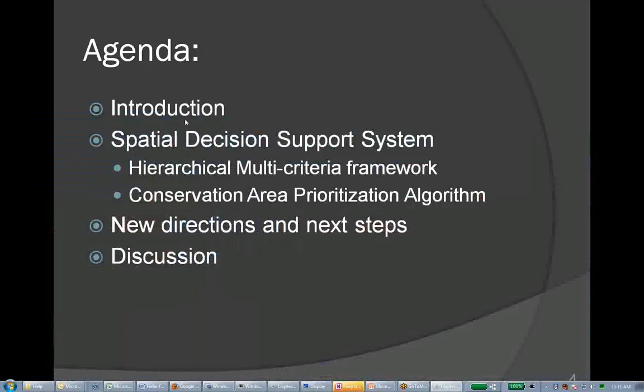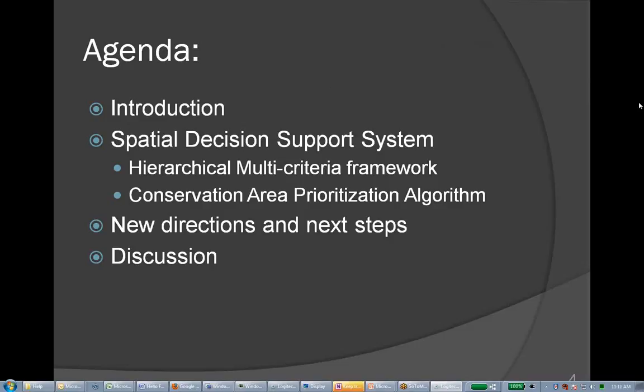All right, so what we're going to do here is do a little introduction on spatial decision support systems, and then we'll talk about this particular application of it. It's a hierarchical multi-criteria framework that also has a conservation area prioritization algorithm. The big thing here is a lot of this is customizable in Model Builder. Some people are already taking it into script. Mark and Randall have done that. And then we'll talk about some new directions and next steps.